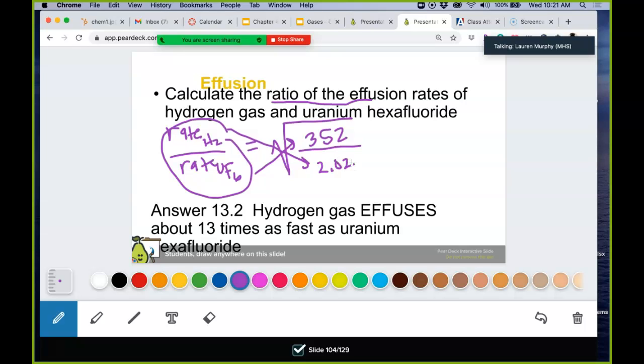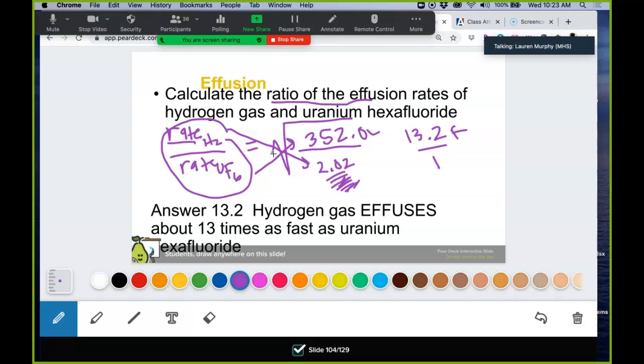Let me double check the uranium hexafluoride. 352.02 divided by 2.02, and do not forget to square root it. And so you will get 13.2 over 1. What does that mean? The rate of hydrogen, the speed of hydrogen, hydrogen effuses or diffuses 13.2 times faster than uranium hexafluoride because it is so much lighter. Lighter gases move easier. This guy has a lot of weight to lug around. So it effuses or diffuses much, much slower.